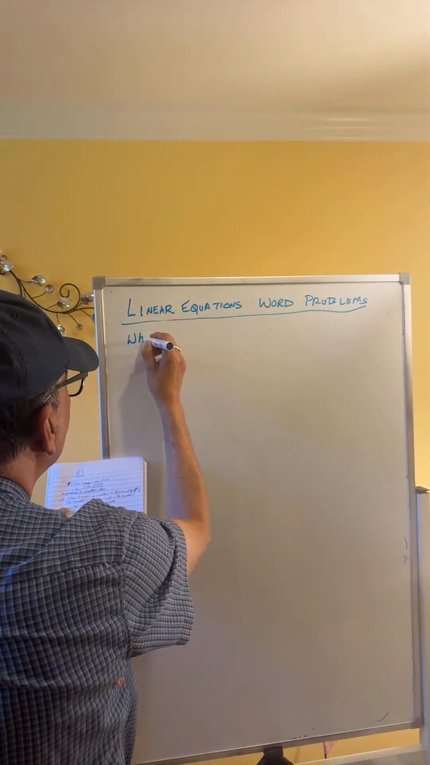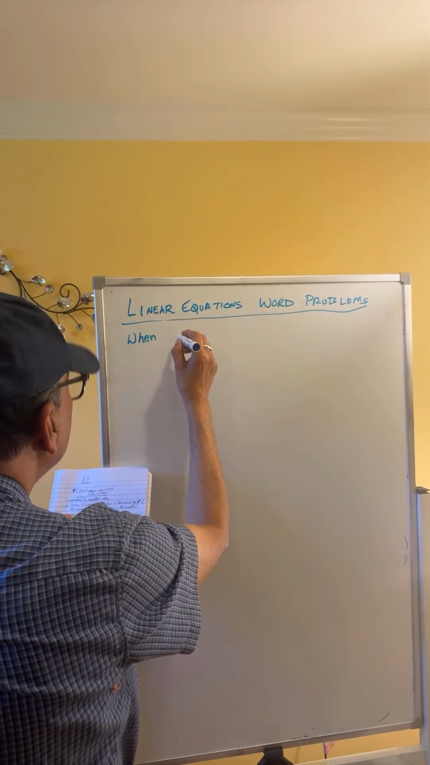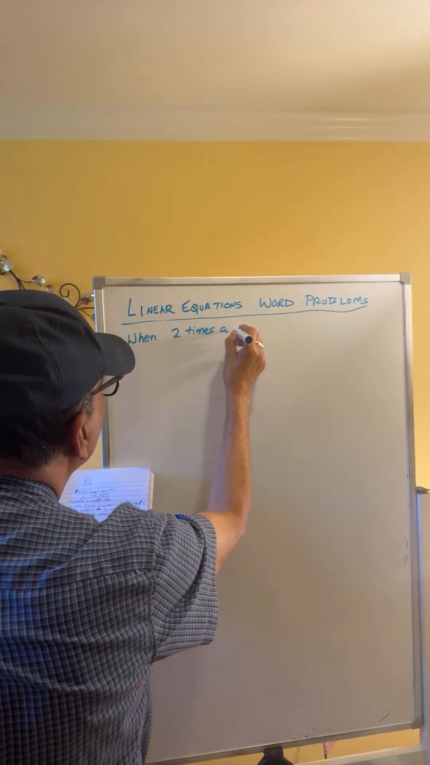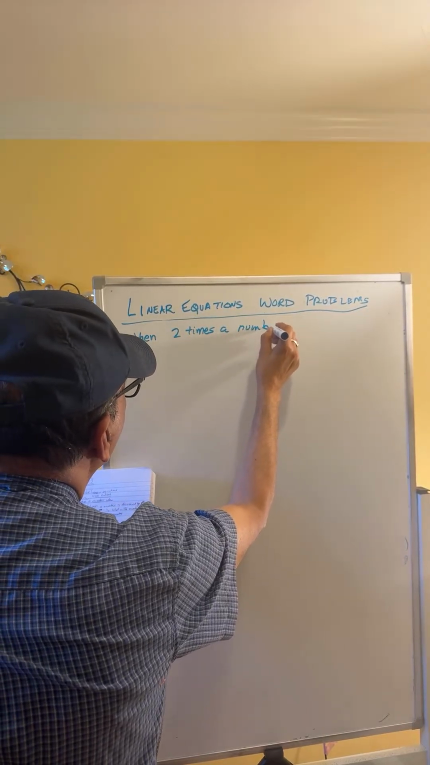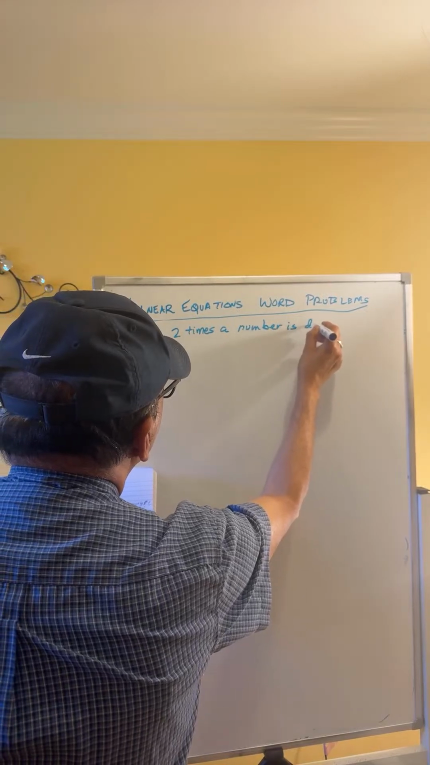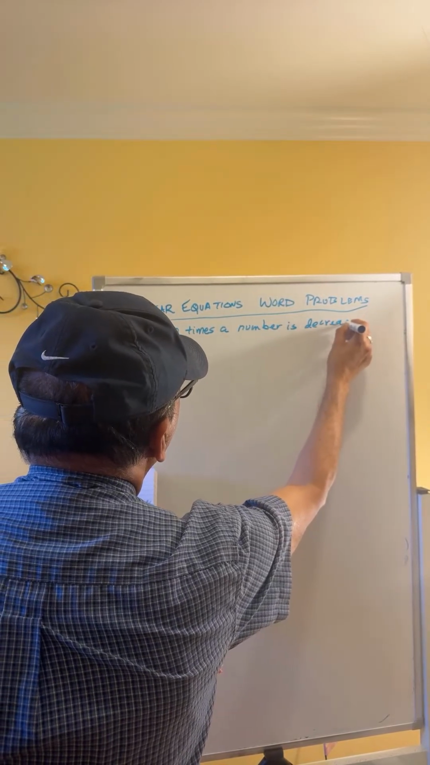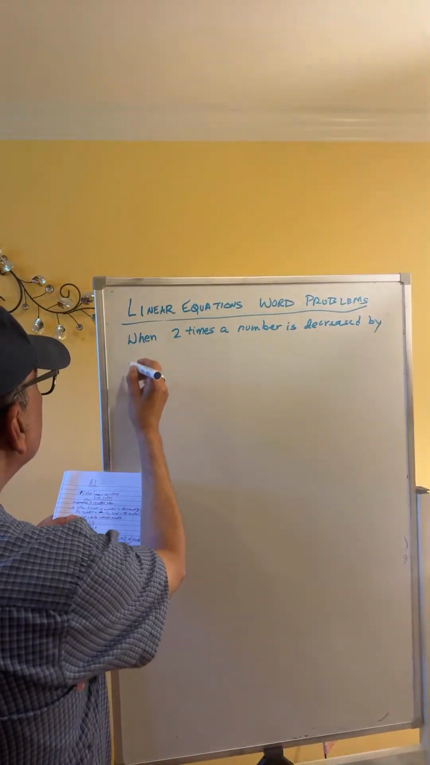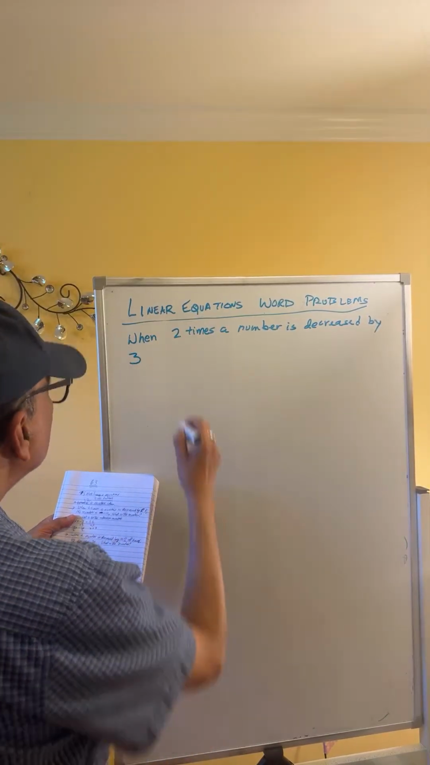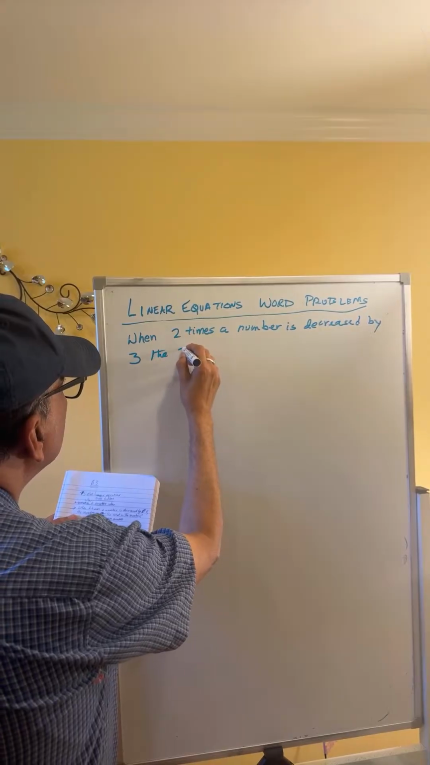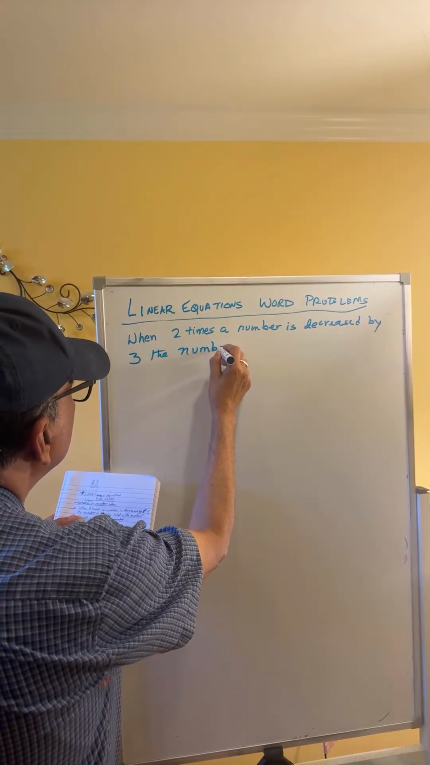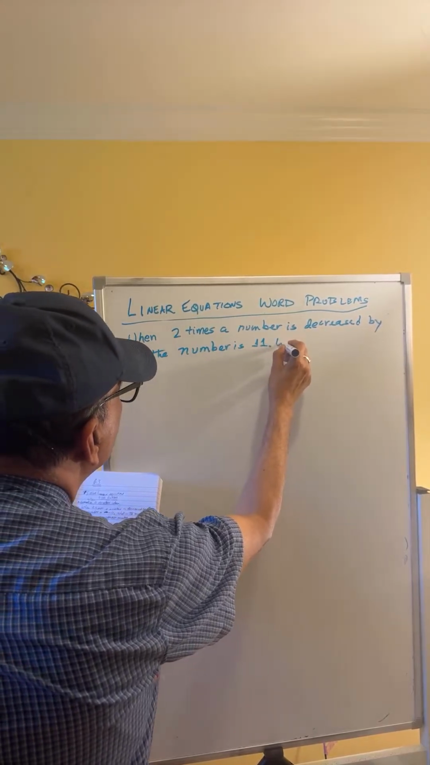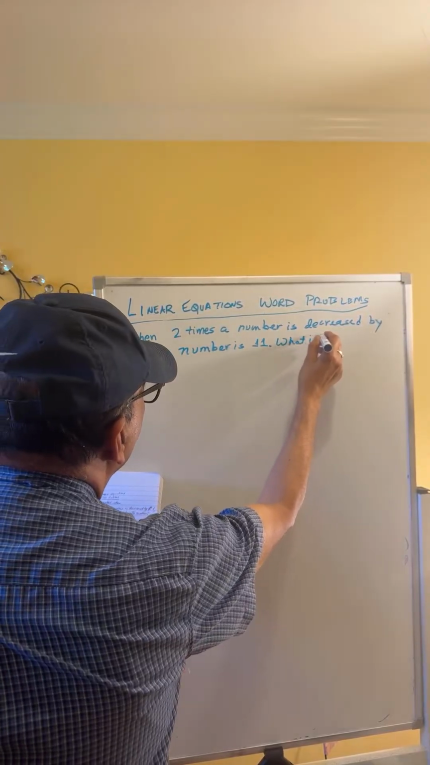When 2 times a number is decreased by 3, the number is 11. Question is, what is the original number?